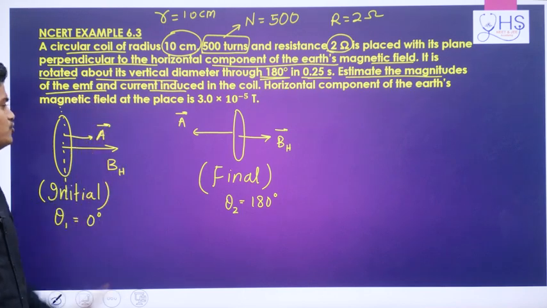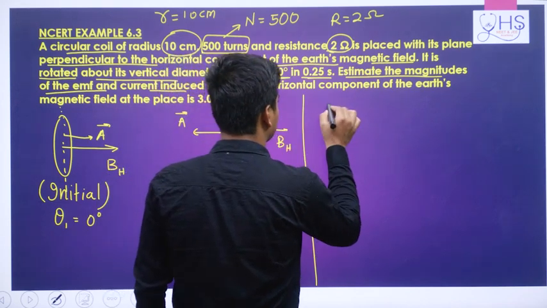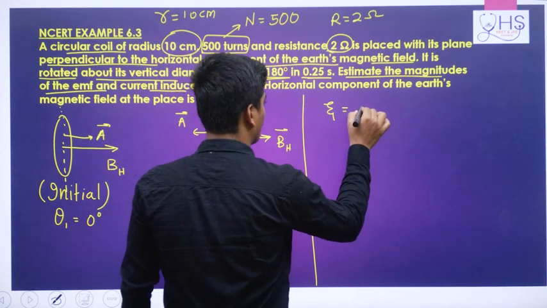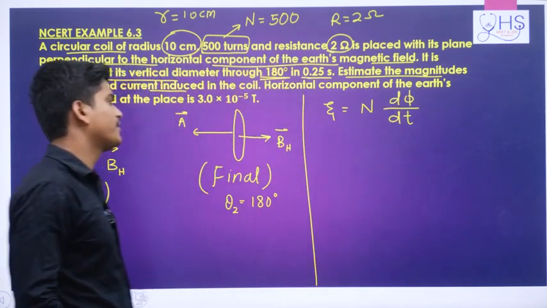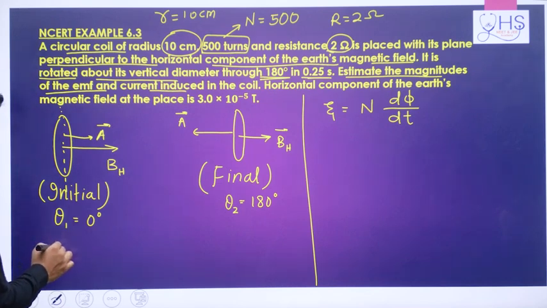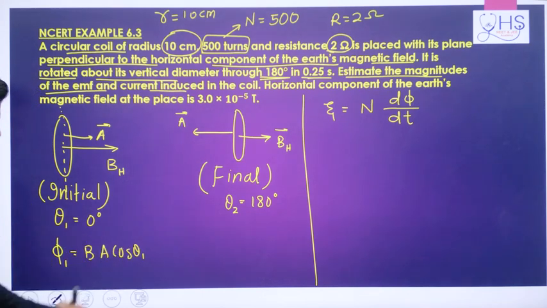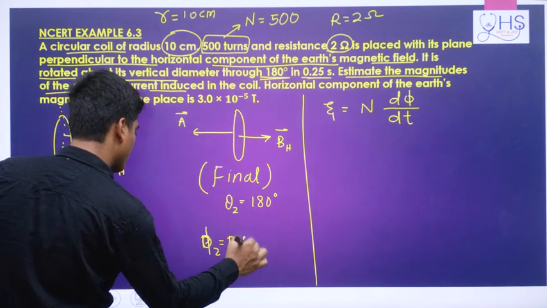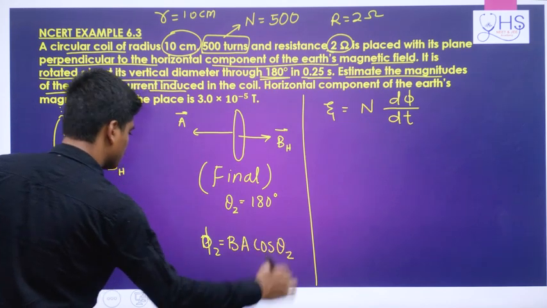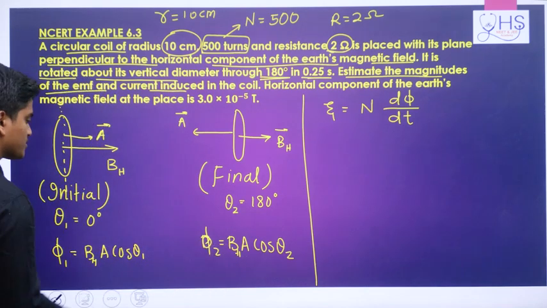Now we need to find the magnitude of induced EMF. So what do we need to do? First we need to find the change in flux. After that, we can use EMF equal to N d phi by dt. First find the initial flux, phi 1, that is BA cos theta 1, and the final flux phi 2 is BA cos theta 2. And this B is BH, because they are telling Earth's magnetic field, that's why I am writing BH.